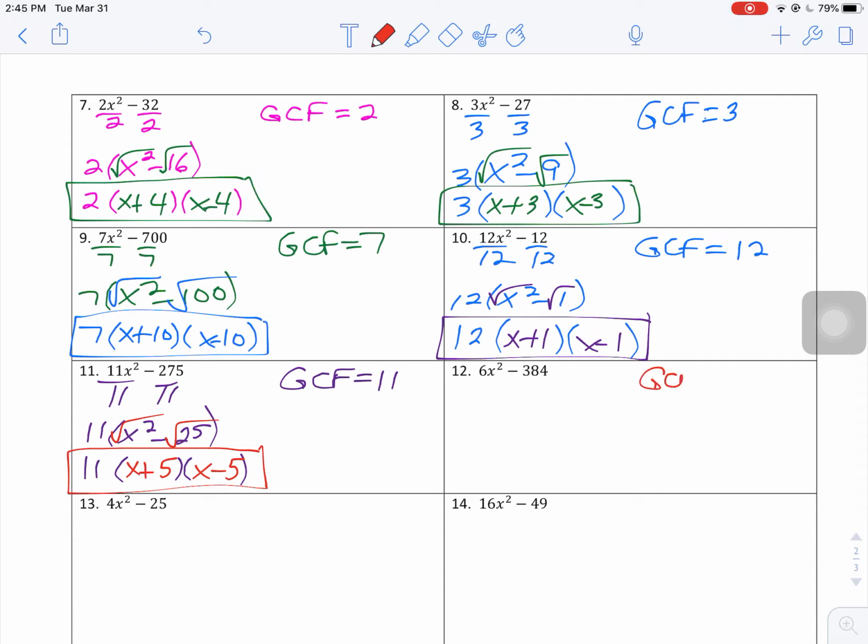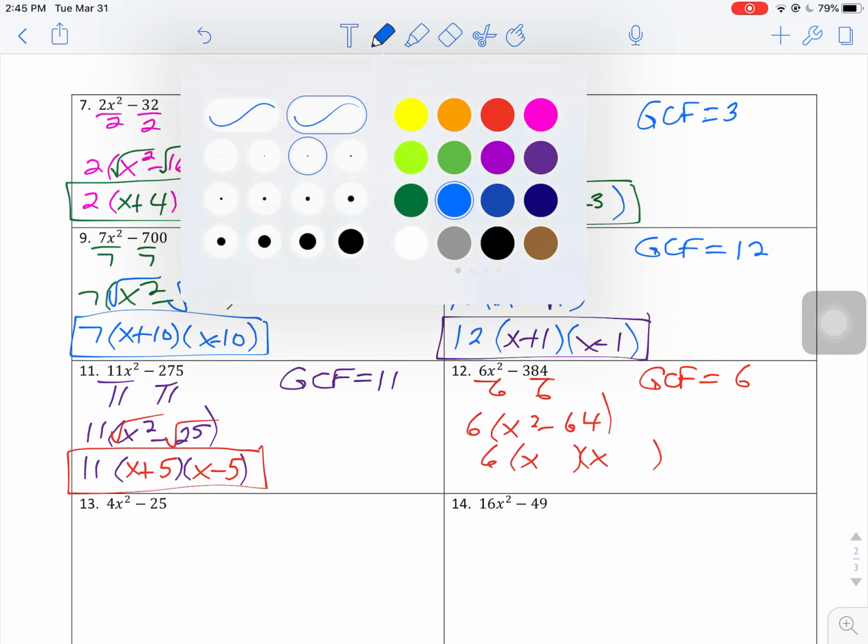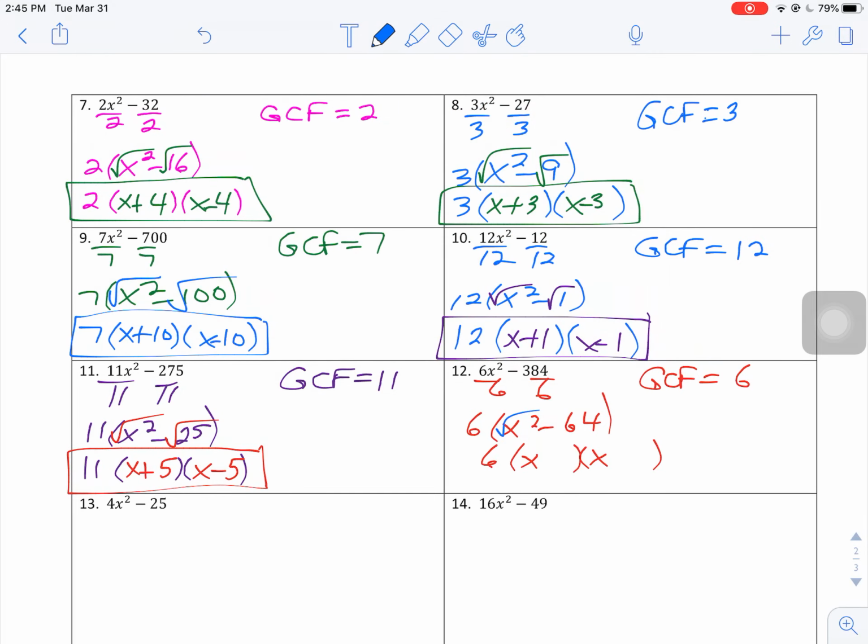Number 12, is there a GCF other than 1? Yes, the 6. So divide out 6. You get x squared minus 64. Looking at the leftovers in the parentheses, it's a difference of two perfect squares. So square root of x squared is x and x. Square root of 64 is 8 and 8. Make one positive, make one negative.